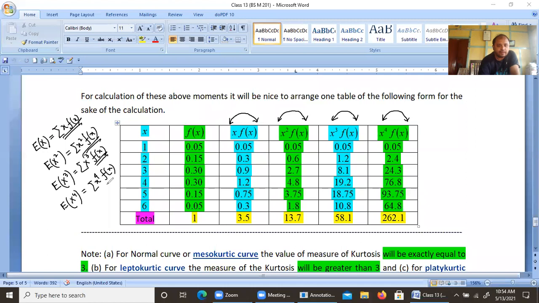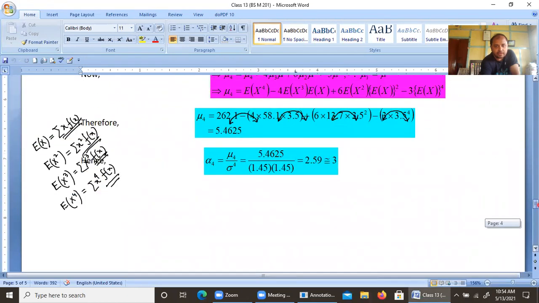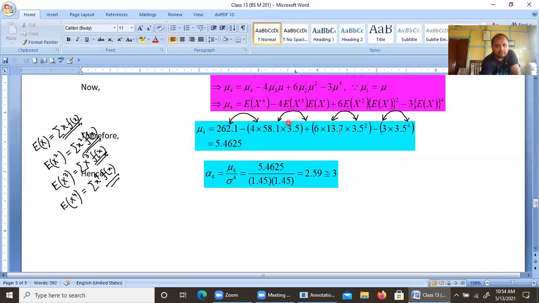After that, let's go back and scroll up. We have taken the help of these results, and ultimately the values have been put over here. All the values obtained from the chart have been put in the expression for mu4, which helps you calculate mu4.